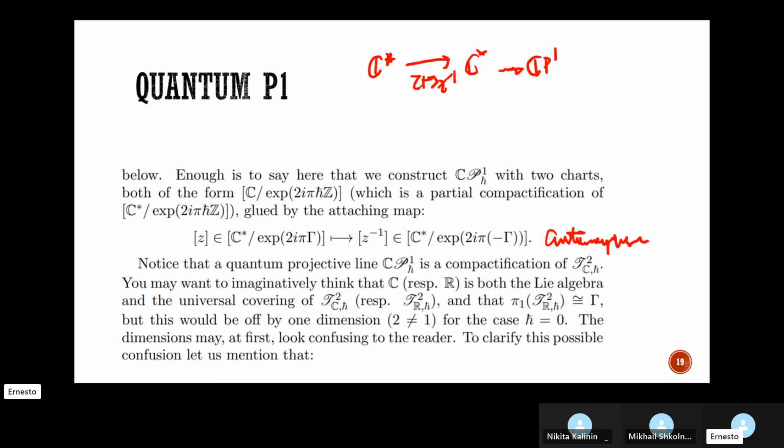Well, now I have this automorphism of the quantum torus, but the quantum torus is easily partially compactified, because this quantum torus here is inside this thing easily. And it is partially compactified. And now I have two copies of partially compactified quantum tori, and I can glue them together easily, and I get quantum P1.